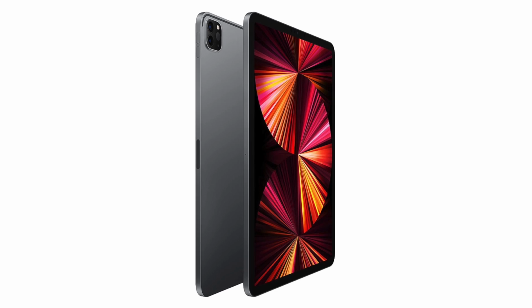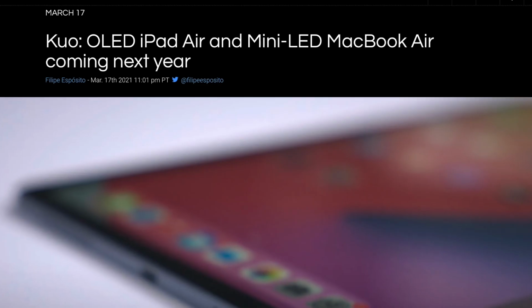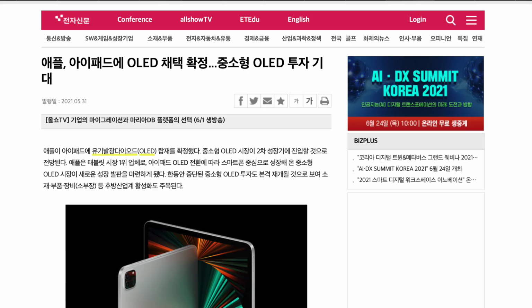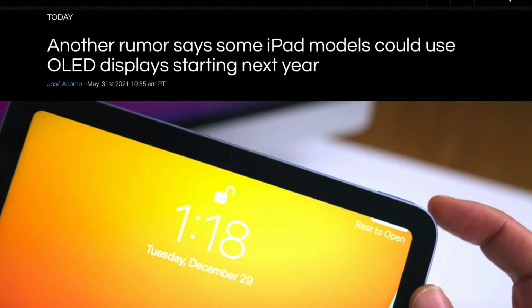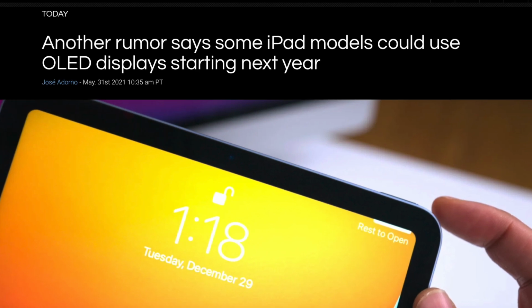In fact, to make things worse, the iPad Air would have OLED, and the 11-inch Pro, which is $200 more, will continue to have LCD, which doesn't make a ton of sense. Now obviously I did dismiss the initial reports, but now we have Korean sources saying that Samsung and LG, which are Apple's OLED suppliers, have started prepping OLED displays for iPads that could be launching next year.